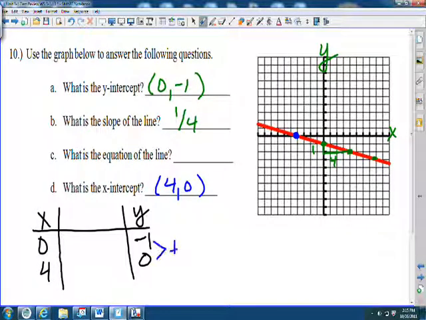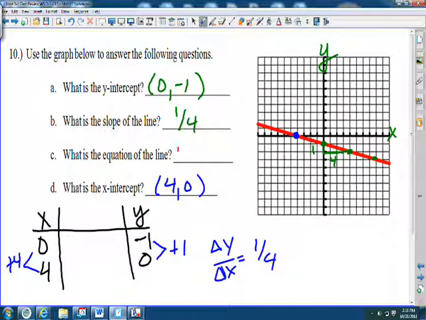Delta y is plus 1. Delta x is plus 4. Delta y over delta x is 1 over 4. Sure enough, okay, good. That's what I've got up here. Okay, so my equation is going to be y equals, my slope is 1/4 x, then you use the y-intercept, minus 1. These are the two things you use.